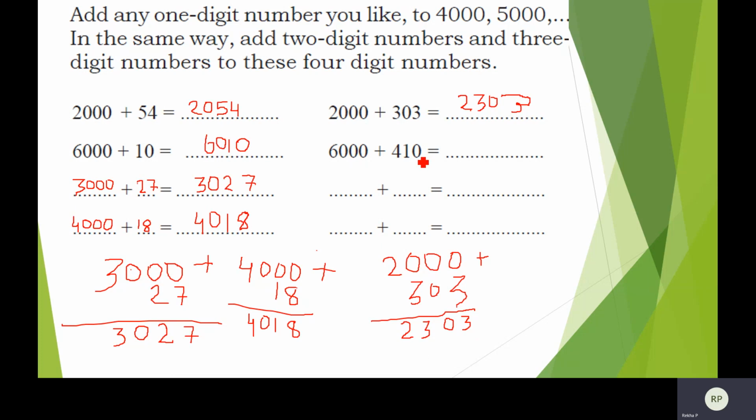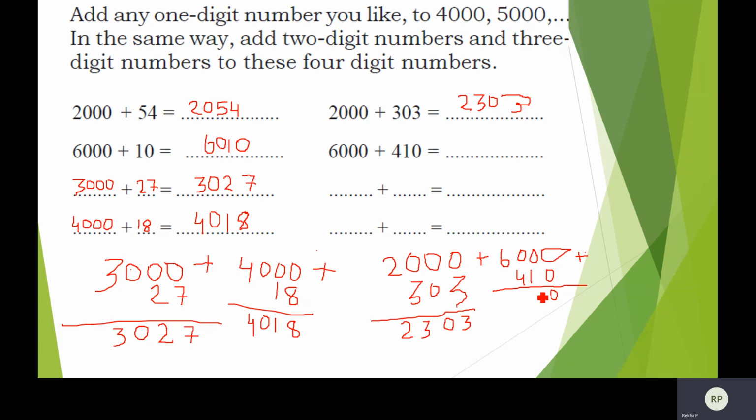Okay, so now 6,000, let's add 410. Okay. So while writing 410, be very careful. Okay, where you have to write it in the proper place. So this 0 at 1's place, this 1 is at the 10 place, and this 4 is at the 100 place. Okay, 410.